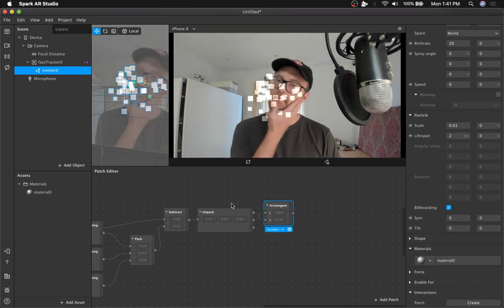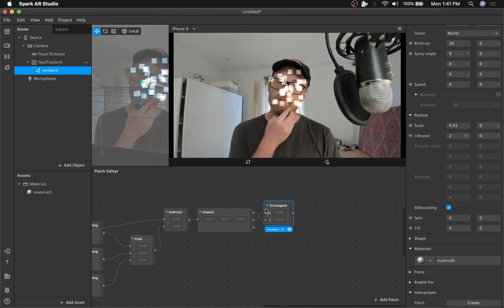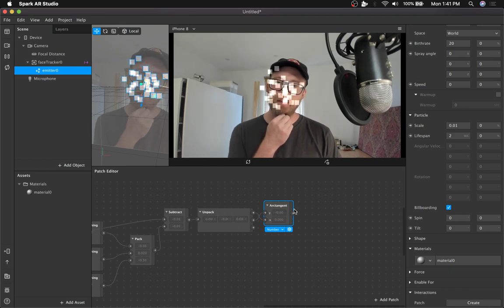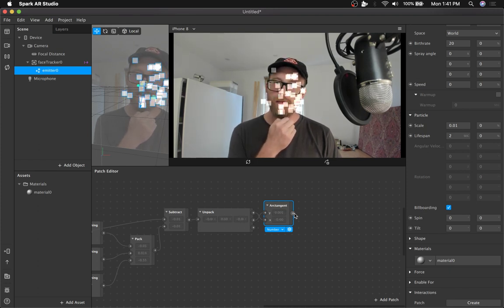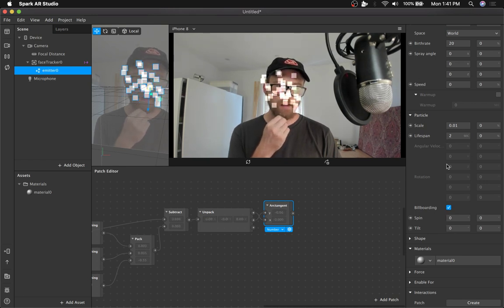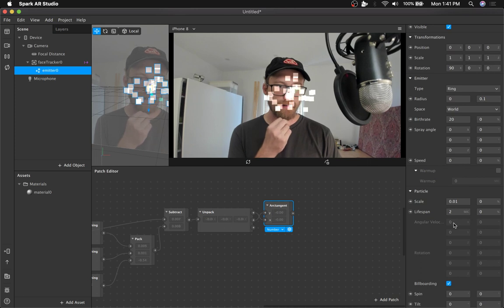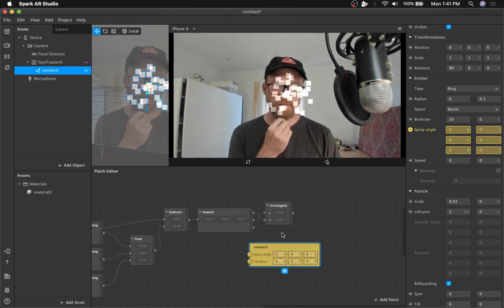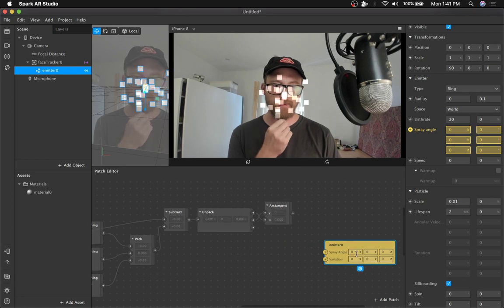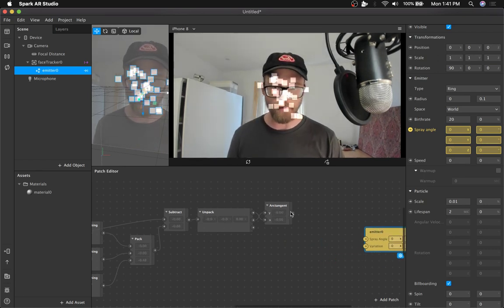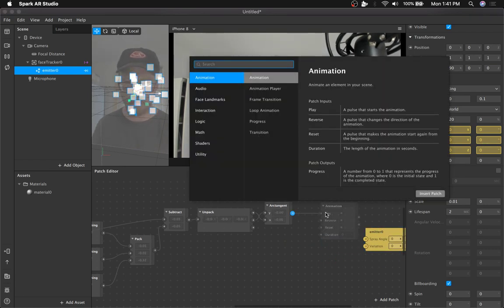Arctangent. What does that give us? It gives us an angle, but this angle is going to be in radians, which is not what we need, because the spray angle of the particle emitter accepts values in degrees, so we just have to do some simple math to convert that.